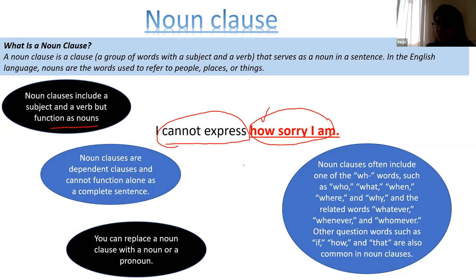I cannot, and more so, can you replace it with a pronoun? Yes, I cannot express myself. Okay, I cannot express my feelings or I cannot express myself. So when you can replace it with a pronoun, then it is a noun clause. It has a subject and verb, but functions as a noun. The second thing is it is dependent, and thirdly, it can be replaced by a pronoun. Then it becomes a noun clause.